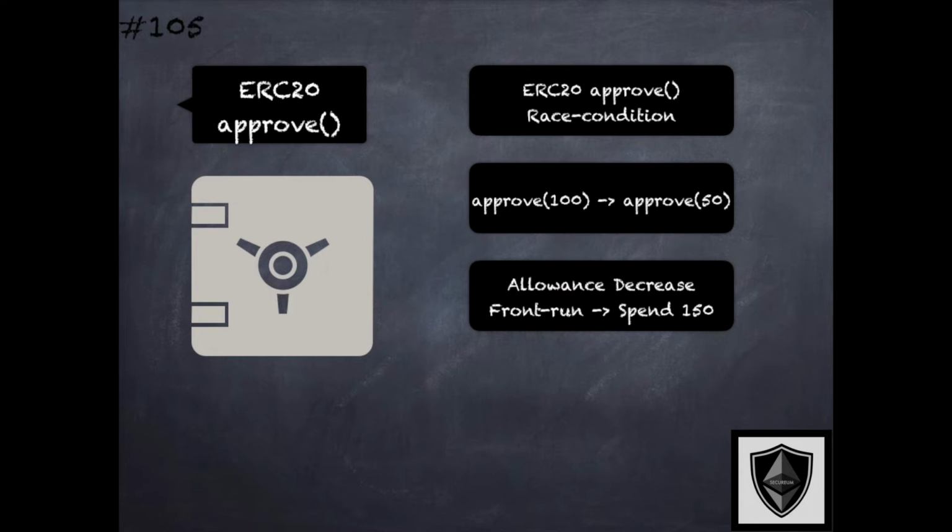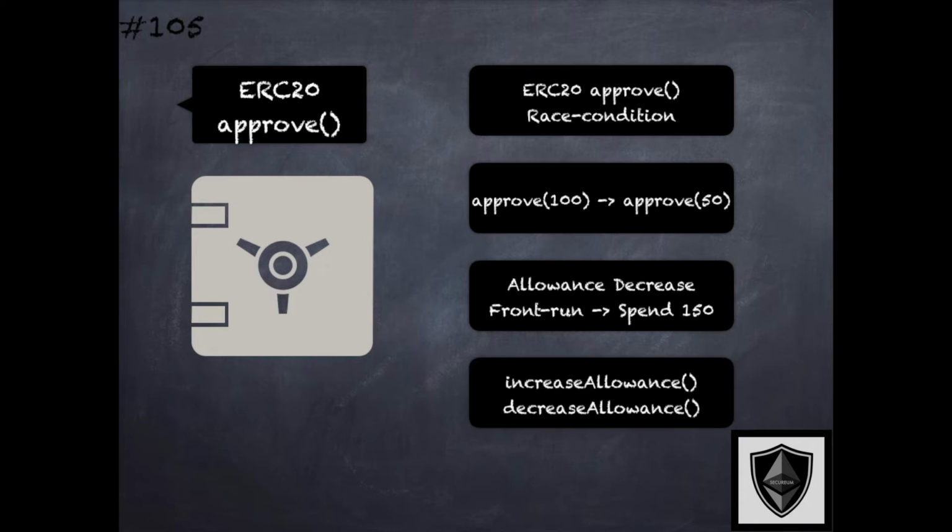So effectively, they have ended up spending 150 tokens while the owner intended for them to only be able to spend 50 tokens. And this is possible because of front running, because of the race condition opportunity. And the best practice here is to not use the approve function, but instead use the increase or decrease allowance functions that do not have this risk.